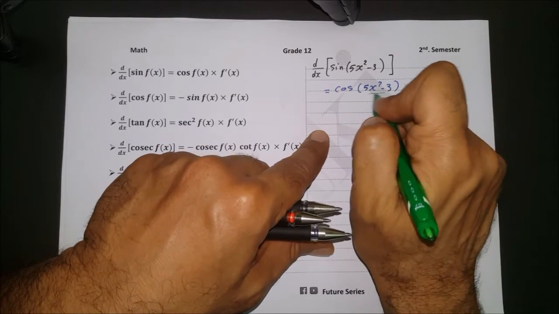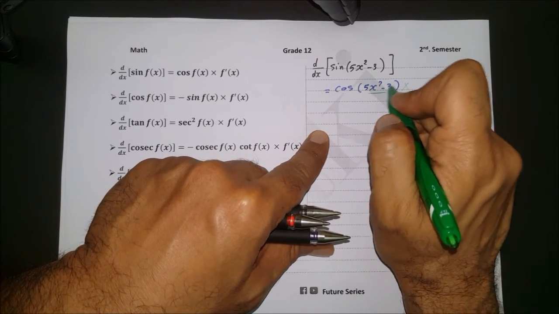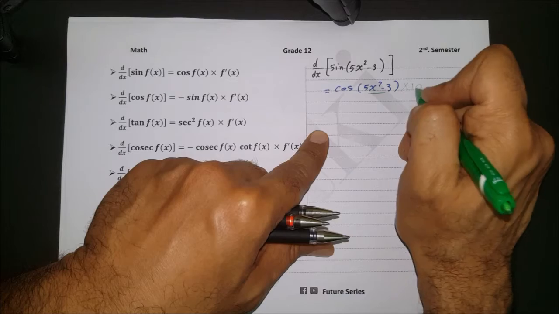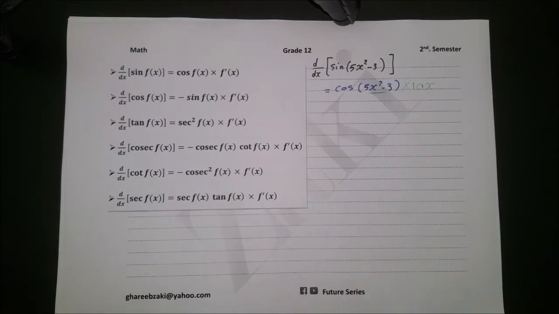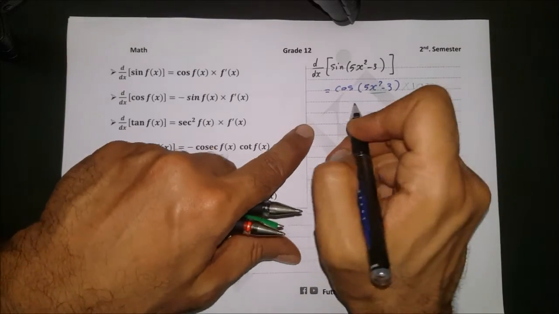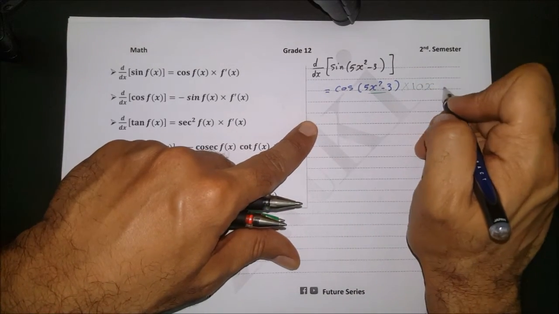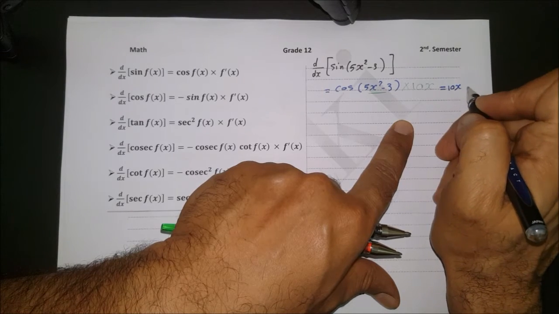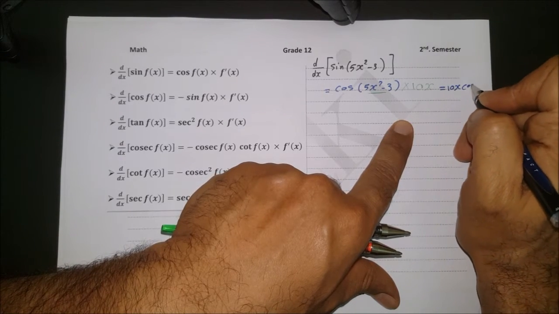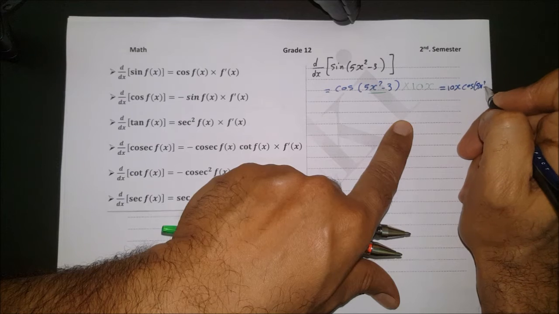The derivative of this angle is 5x squared, 2 times 5, it's 10x. The derivative of minus 3 cancels. Then we simplify the final answer. So, the answer is 10x cosine of 5x squared minus 3.